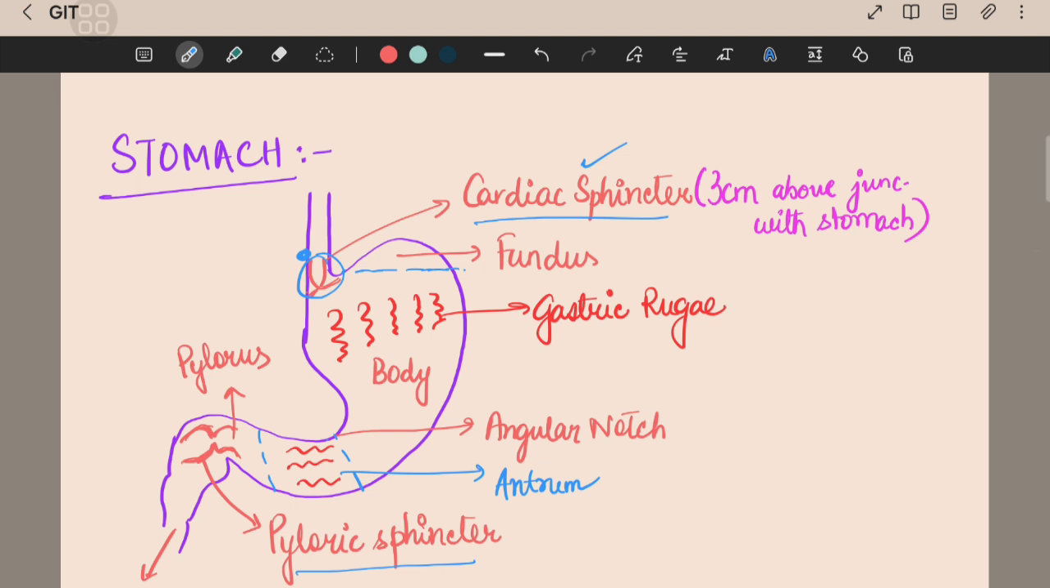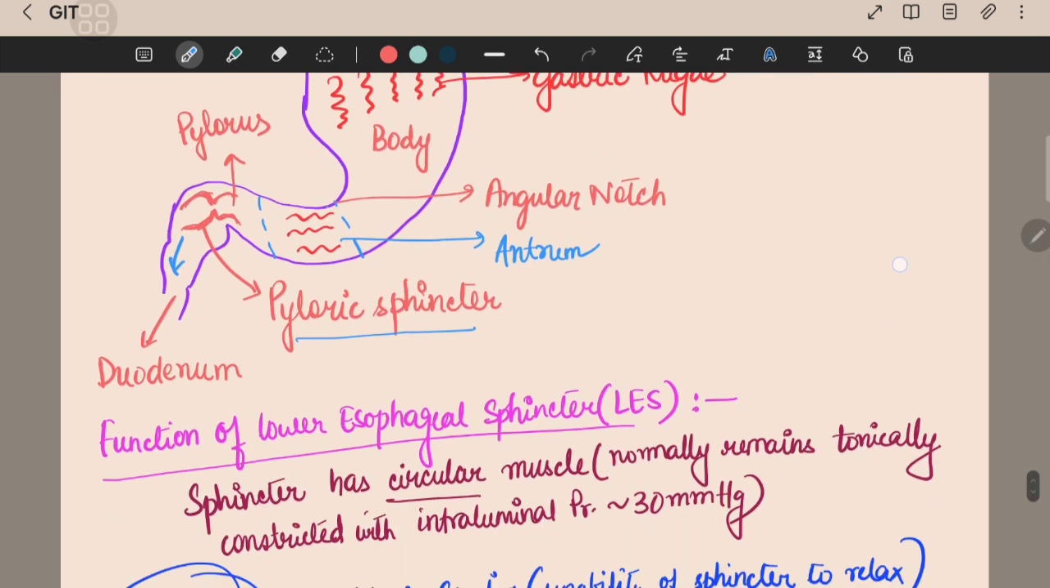Whenever food comes, that will stimulate, and what will happen? They are already in the constricted phase. There will be relaxation and opening, or dilatation, of this sphincter, so that the food will enter, or from here the food will exit into the duodenum. So this must be very clear.